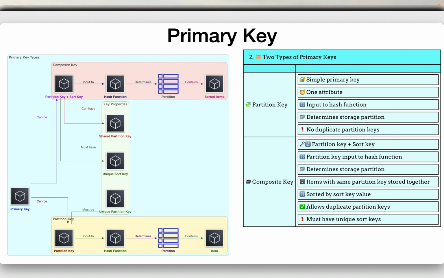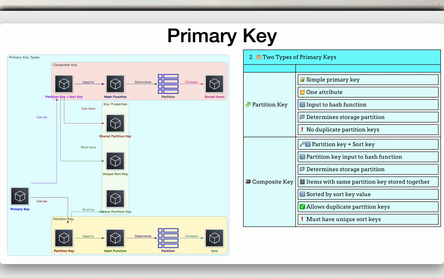The reason why we call it partition is because it's very similar to the terminology used for physical storage location, which DynamoDB internally manages. So in a table that has only a partition key, no two items can have the same partition key value.